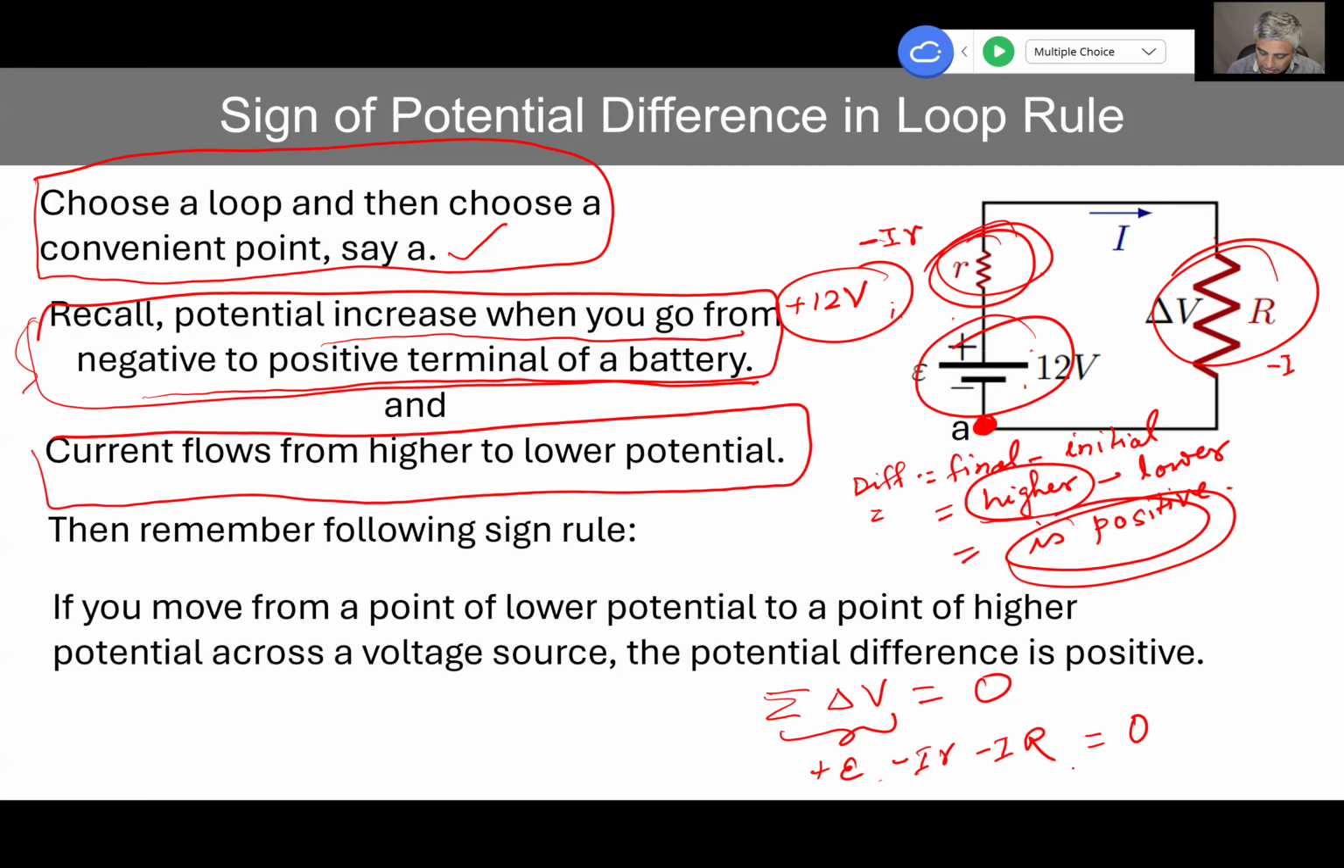Now let's solve this for I, the current. Let's move the term containing I to one side. If I factor I out, we get I times (r plus R), equal to EMF. So I is EMF divided by r plus R.